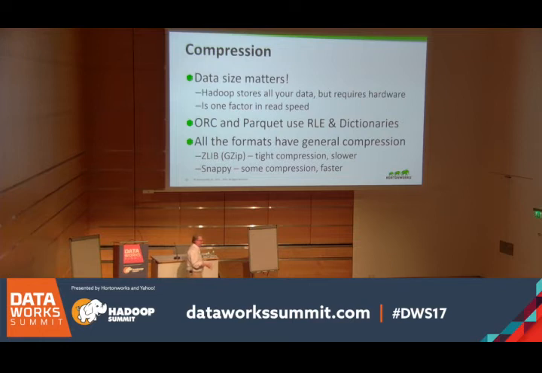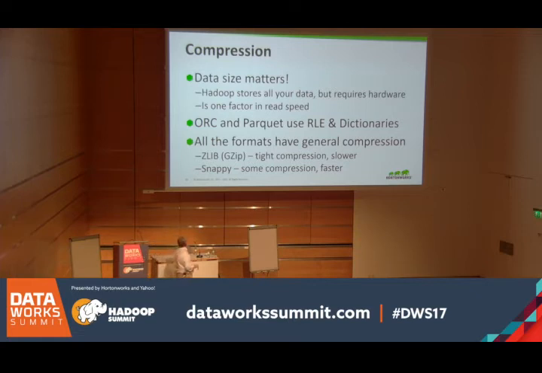ORC and Parquet, even without the top-level compression, do run length encoding and dictionaries. So if you have a column with 1 repeated 1,000 times in a row, ORC and Parquet will just say, okay, they've got a 1 repeated 1,000 times. So even without the compression that is turned on, they also have dictionaries so that if you have country name, it will store one copy and reference into the dictionary for that column.